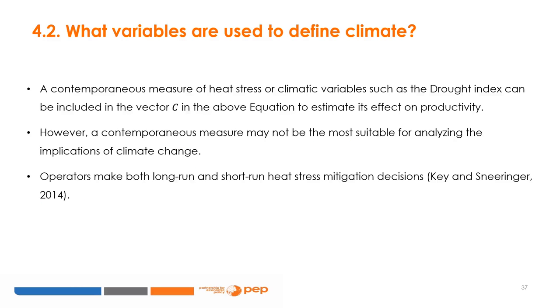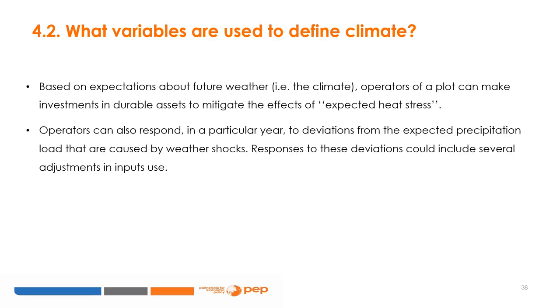A contemporaneous measure of heat stress or climatic variables such as the drought index can be included in the vector C in the above equation to estimate its effect on productivity. However, a contemporaneous measure may not be the most suitable for analyzing the implications of climate change. Operators make both long-run and short-run heat stress mitigation decisions. Based on expectations about future weather, for instance the climate, operators of a plot can make investments in durable assets to mitigate the effects of expected heat stress. Operators can also respond in a particular year to deviations from the expected precipitation load that are caused by weather shocks. Responses to these deviations could include several adjustments in input use.